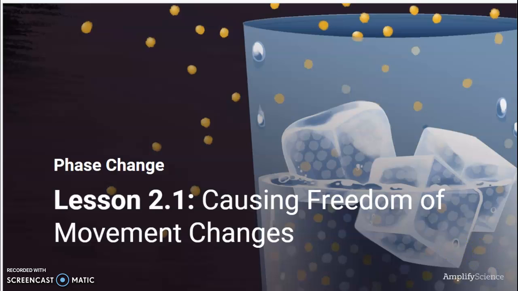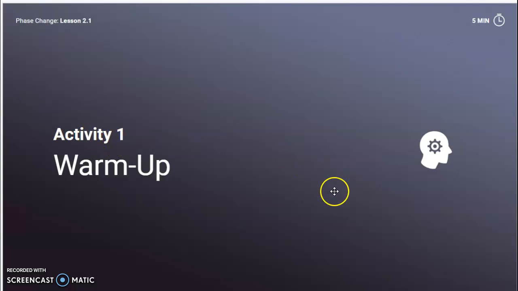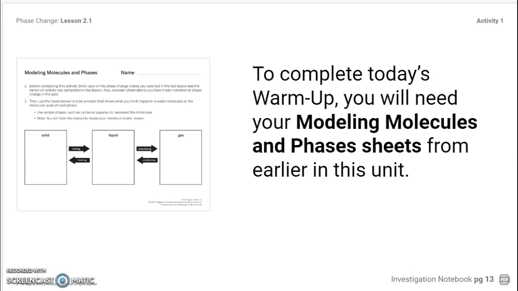We're going to start on lesson 2.1 today, phase changes causing freedom of movement changes. What we're going to do is parts 1 through 3. In part 1, we're going to go to the warm up, and you're going to need your modeling molecules and phase sheets from your binder. I asked you guys to keep these, so make sure you find them.